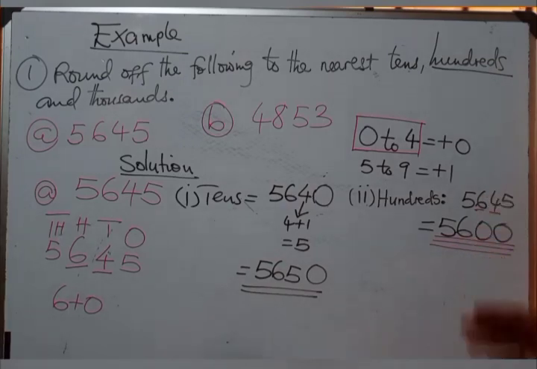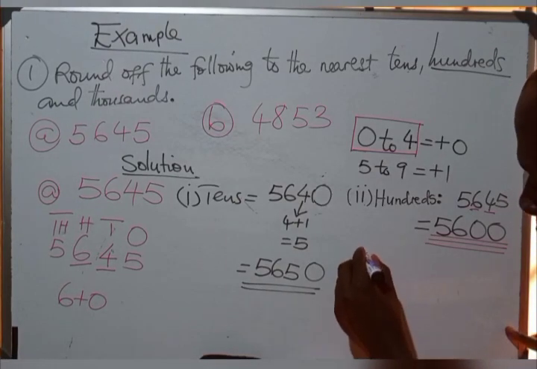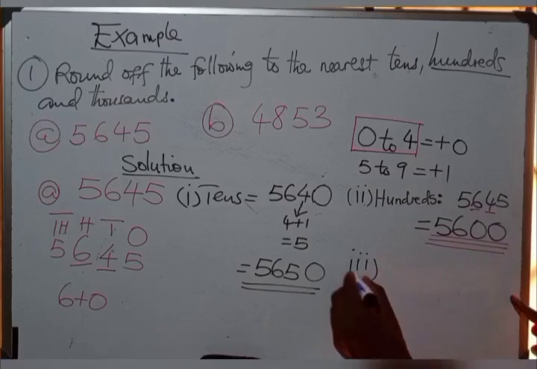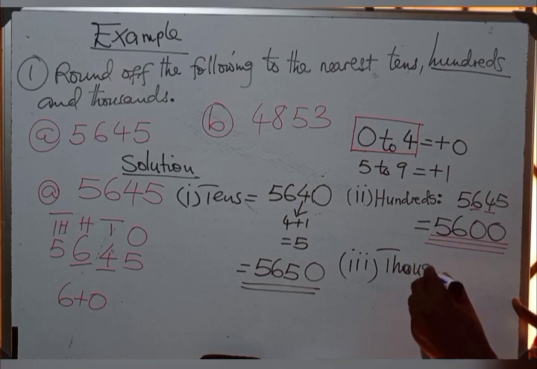So this is 5,600. This is to the nearest hundreds. Let me write my Roman numeral number 3 there, and say to the thousand. I mean thousands.